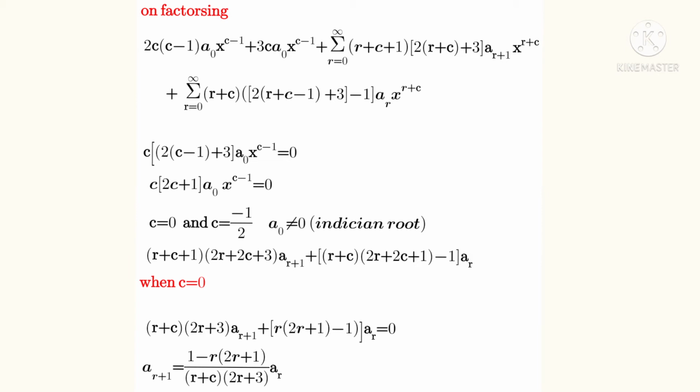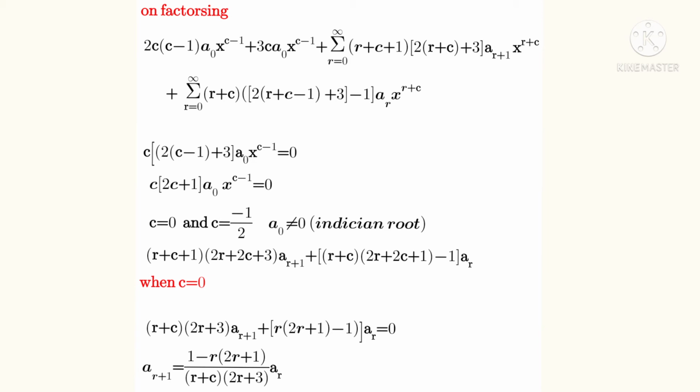Note that a of naught is not equal to 0. That's our indicial root. So c equals 0 and c equals minus 1 over 2, they are our indicial roots. So when c is equal to 0, we insert it back into the sum of r plus c, 2r plus 3 is of r plus 1 plus r, 2r plus 1 minus 1 is of r equals 0. When c equals 0, that will be our new expression from the first line.